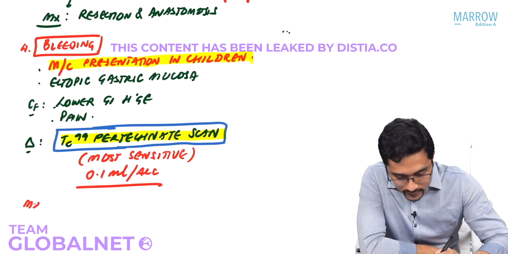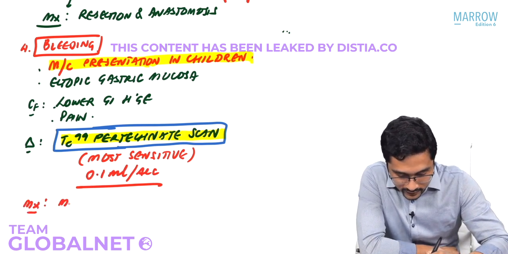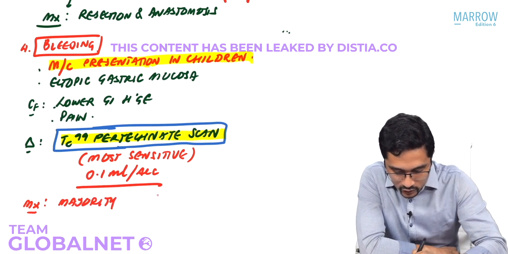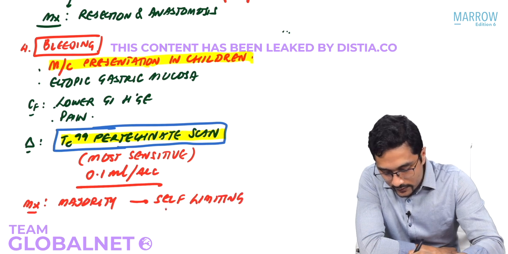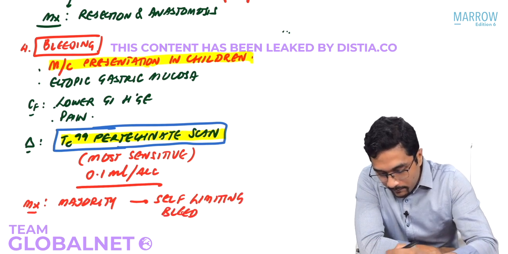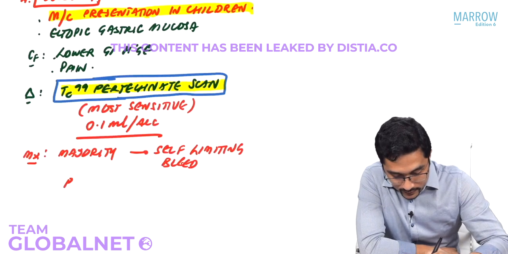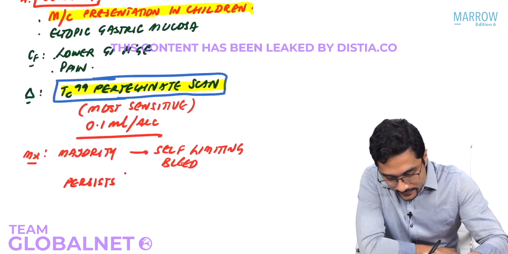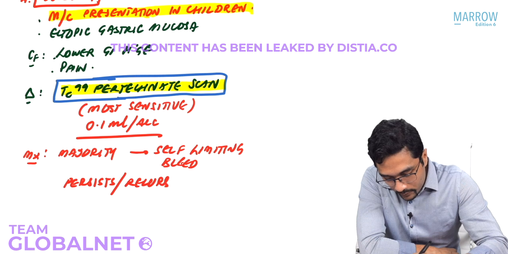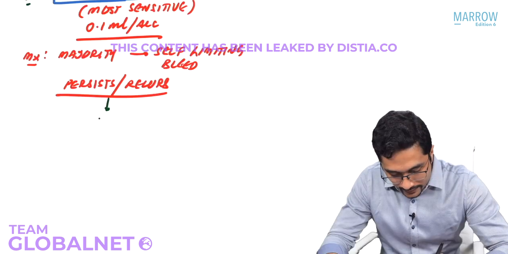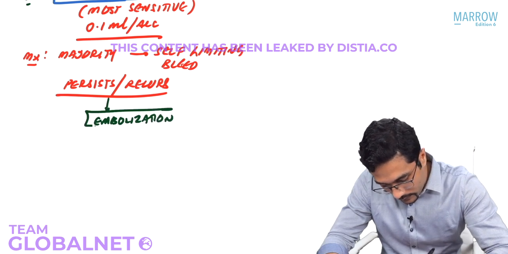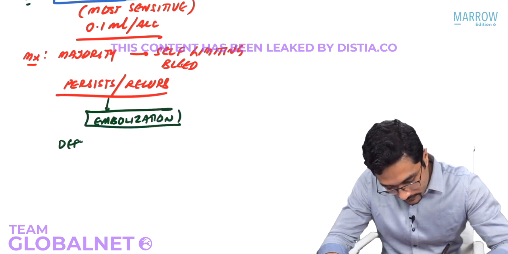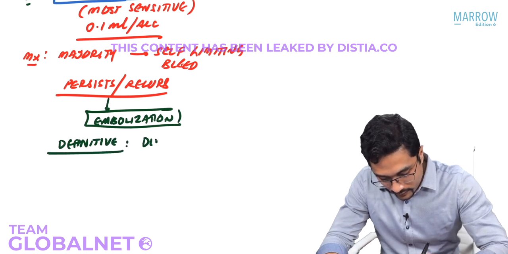Now, management of these patients, majority of the times it is a self-limiting bleed. But if it persists or if it recurs, then we can either carry out embolization, but the definitive treatment in this case is going to be a diverticulectomy.